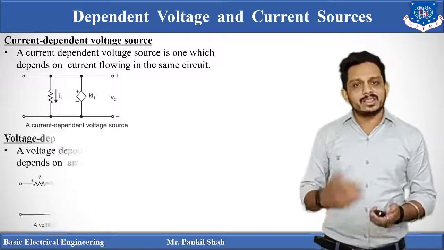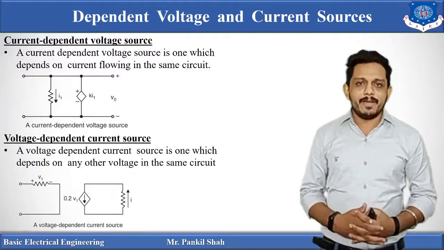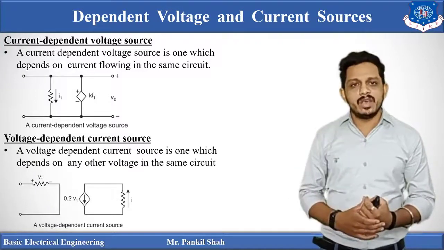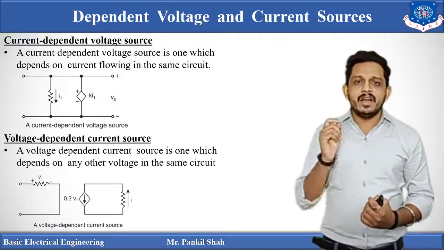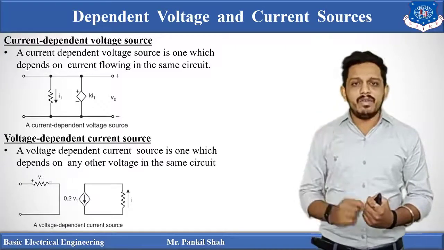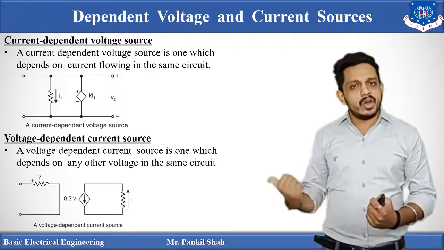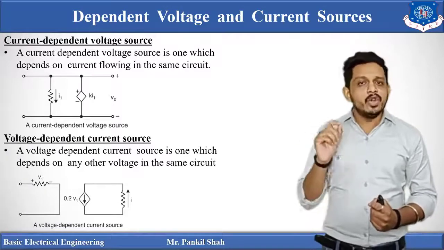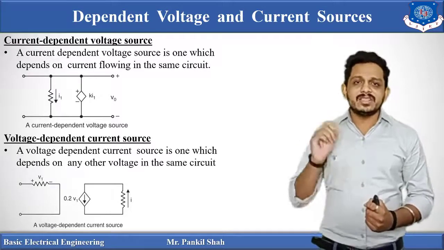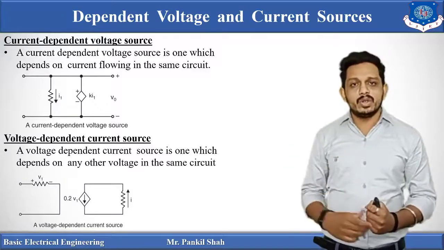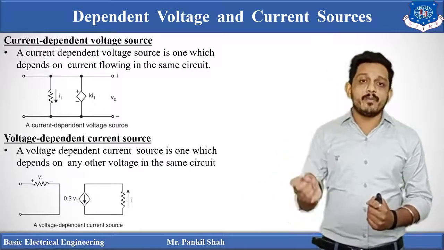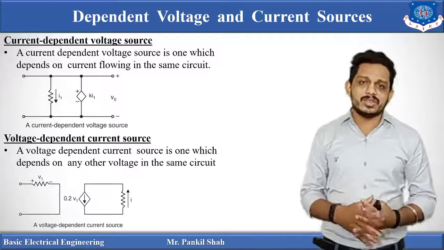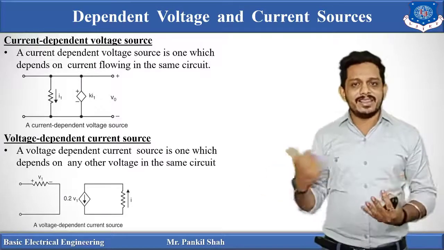Now let's see the third type of source, which is the voltage dependent current source. First we need to represent a dependent current source. How will we represent the dependent current source? Again we use the diamond shape, and in the diamond shape we use an arrow. That arrow represents that this is a dependent current source. Our aim is to find the output current I0, because in this case this is a current source, so we want to find the current at the output side.